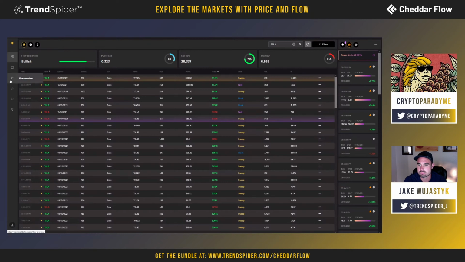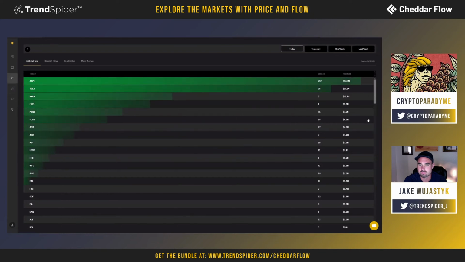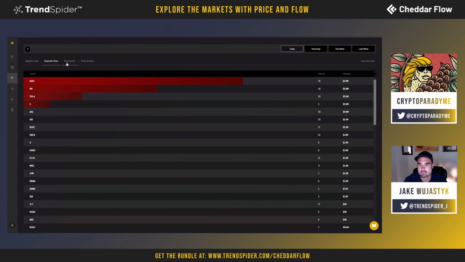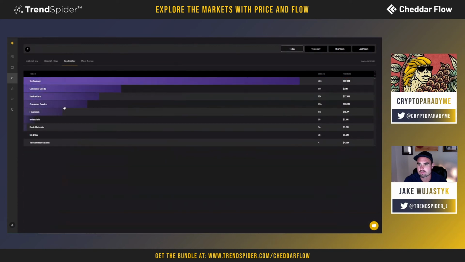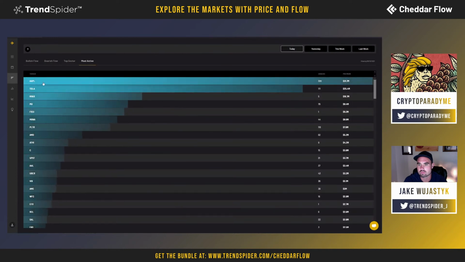Fun other feature, you can actually go to flow overview and see relatively who is getting the volume. And we can see Tesla today was number 2 with premium with 21.8 million. This is another great screen from Cheddar Flow. You can see the bearish flow, which sectors are seeing the most calls, most contracts traded, and you can of course see just in terms of premium and orders who's the most popular. Obviously Apple and Tesla were dominating things today.